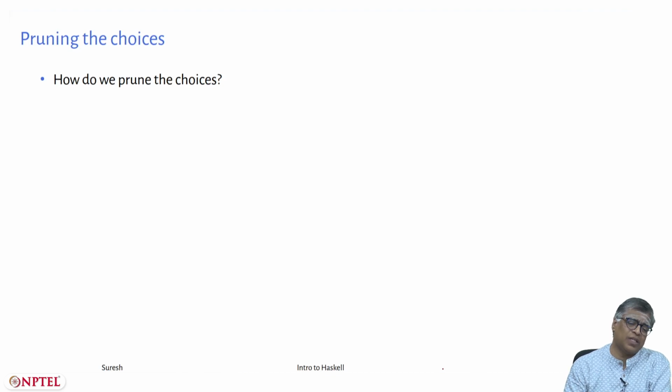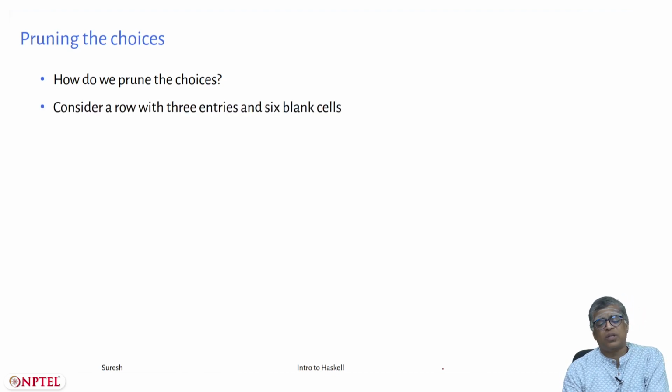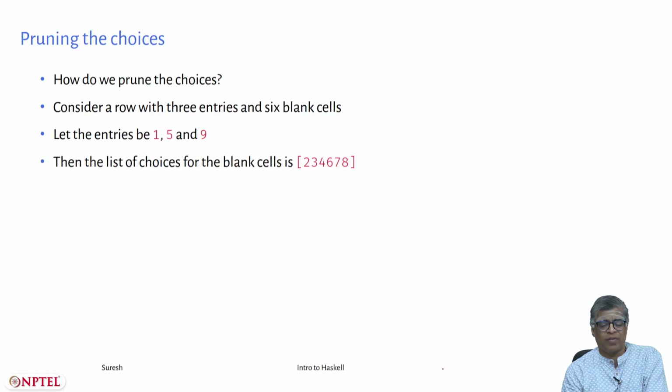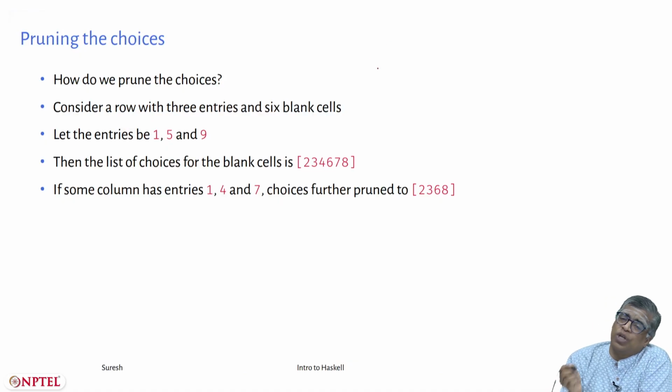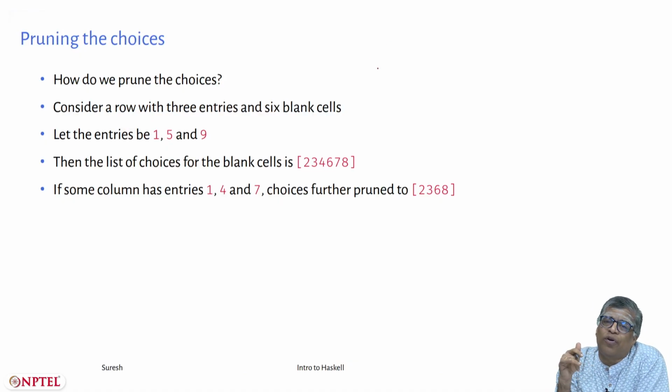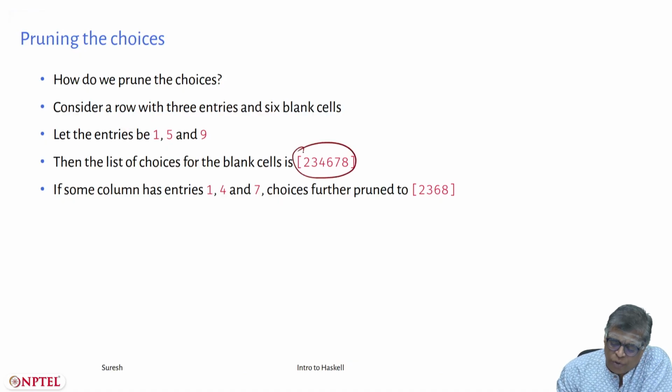Exactly what I told, but formalized in Haskell. Consider a row with 3 entries and 6 blank cells. Let the entries be 1, 5, 9. Then the list of choices for the blank cells is 2, 3, 4, 6, 7, 8. Originally you would have put 1, 2, 3, 4, 5, 6, 7, 8, 9 for all the blank entries. Now that 1, 5 and 9 occur in that row, we first prune it by putting 2, 3, 4, 6, 7, 8.